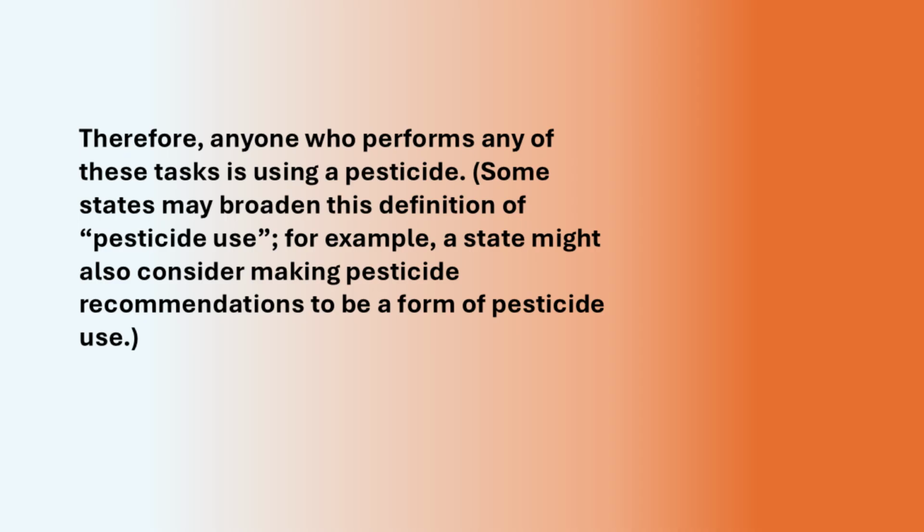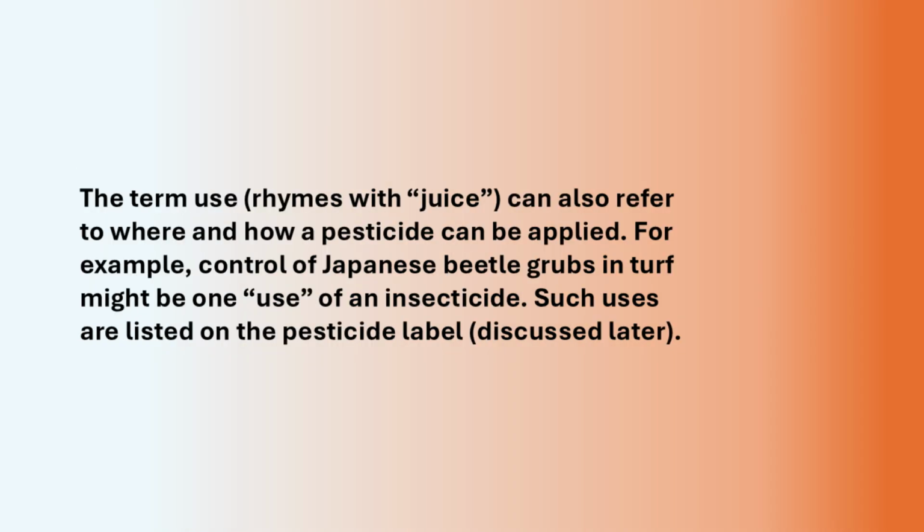Some states may broaden this definition of pesticide use. For example, a state might also consider making pesticide recommendations to be a form of pesticide use. The term use can also refer to where and how a pesticide can be applied. For example, control of Japanese beetle grubs in turf might be one use of an insecticide. Such uses are listed on the pesticide label, discussed later.